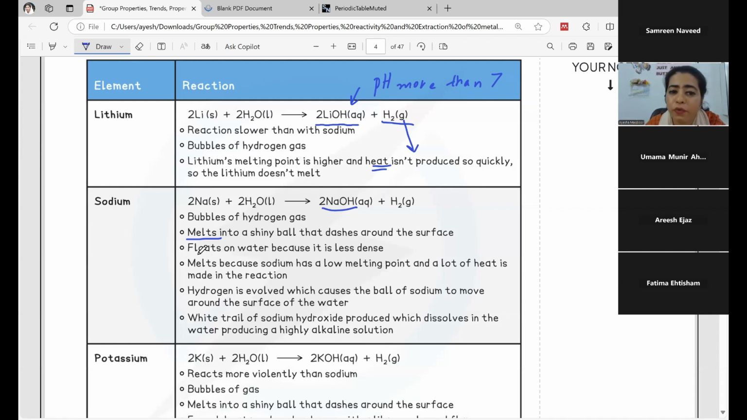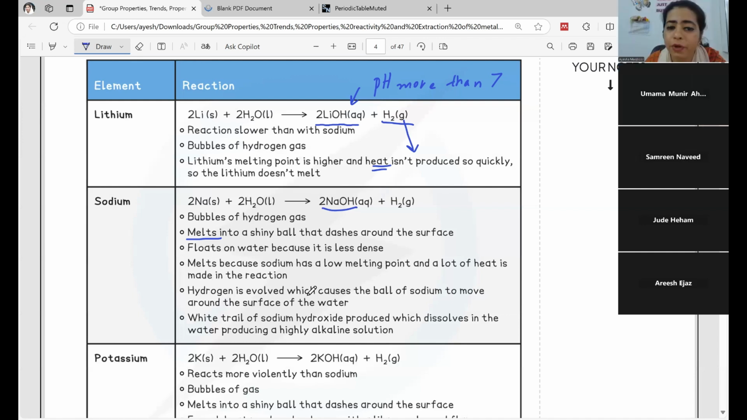Yes, Miss. So it will float on the water because of the low density. It melts because sodium has a low melting point. Plus the melting points are decreasing down the group as well. They all have low melting points. And a lot of heat is made during this reaction. Heat produced is more, melting is easy, so it will melt. Hydrogen is produced, which causes the ball of sodium to move around the surface of the water. Gas is being produced, which is just helping the metal to move around.